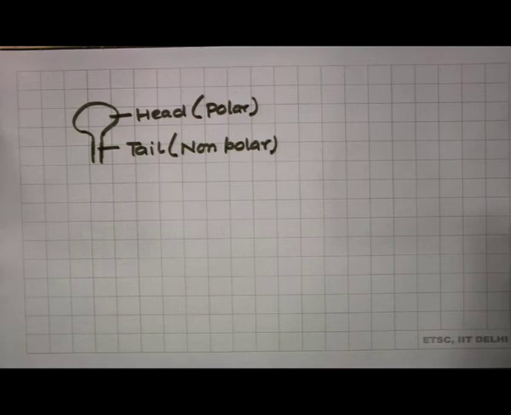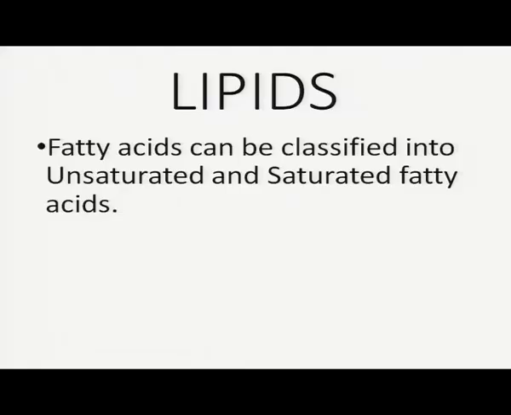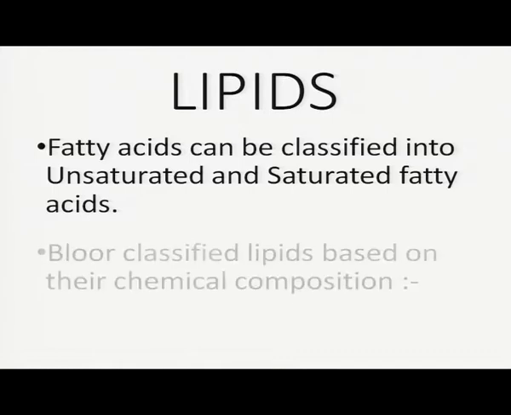Fatty acids I have discussed in my last session. So, let us look. The fatty acid can be classified into unsaturated fatty acid and saturated fatty acid, because in saturated fatty acid there is single bond in between carbon and carbon, and in unsaturated, in between carbon and carbon there are double and triple bonds. So, fatty acid has been classified into two main groups, unsaturated and saturated.